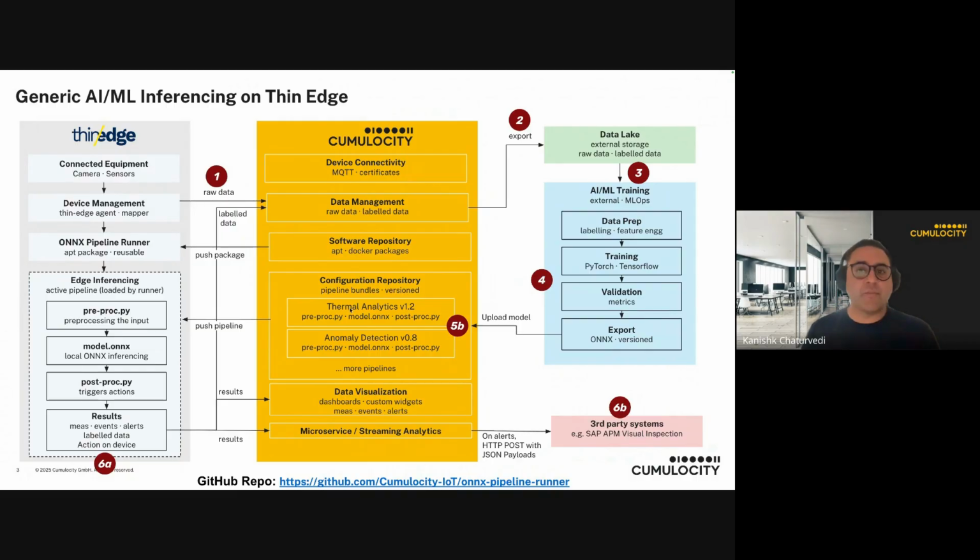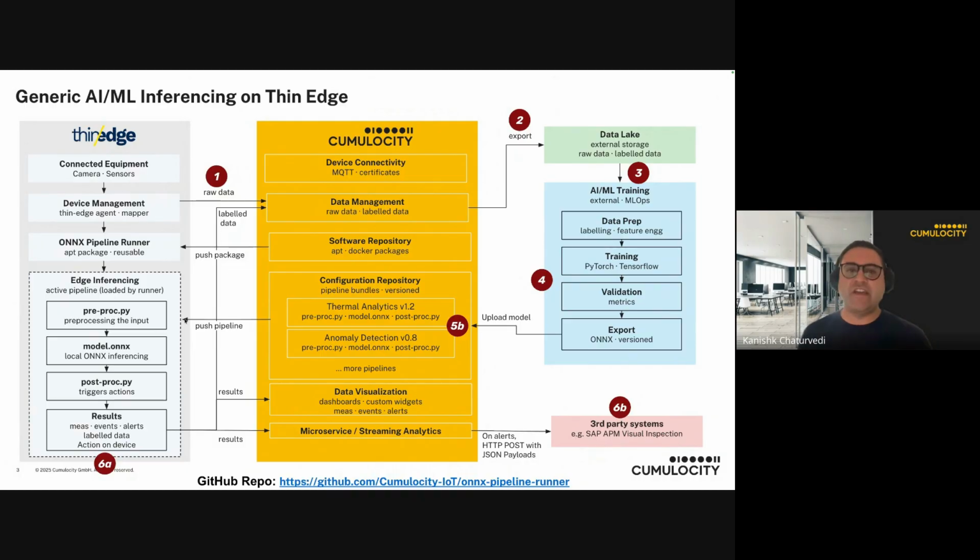So here there's a thermal analytics and an anomaly detection, and each one is just a bundle of those three files. Using Cumulocity's configuration repository, you can push these bundles or files directly to the device. If you push a thermal bundle, the device does the normal thermal analytics. If you push the anomaly bundle, then the same device now does anomaly detection. So it is the same runner, no code change on the device, no redeployment, and so on.